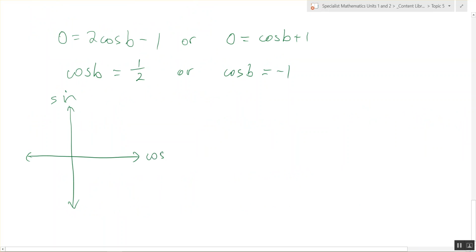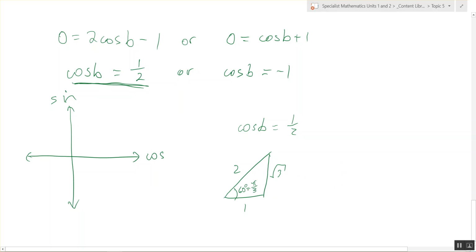The sine and cos axis. Let's start with this one, okay? So cos b equals a half. Let's draw the special triangle. 1, square root 3, 2. Remember this? And this angle is 60 degrees or pi over 3. So 180 divided by 3 is 60.